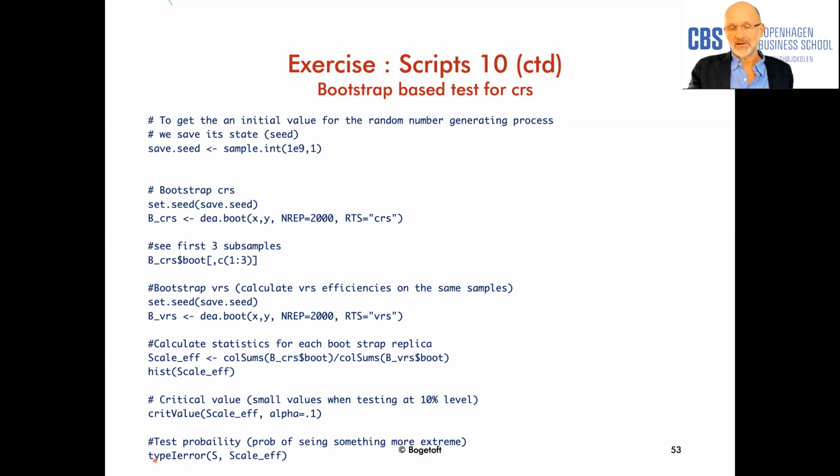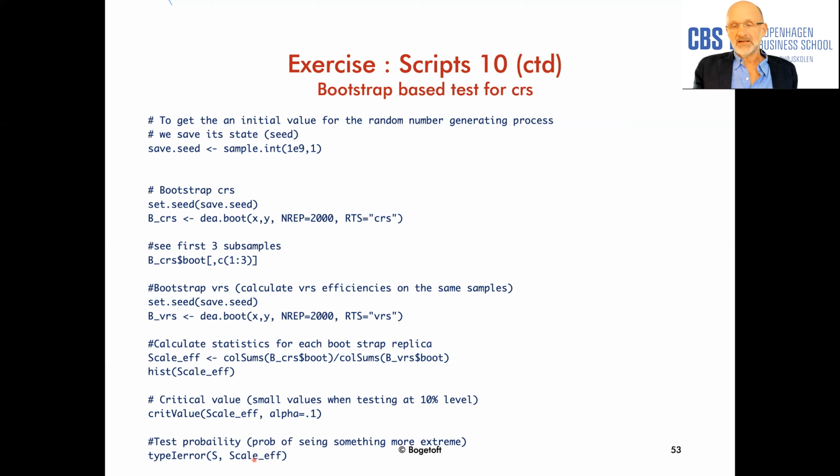that you use this R function called type 1 error, where you just give the actual observation you have, and then you give the scale efficiency, which was those 2,000 numbers from which it can construct the distribution.